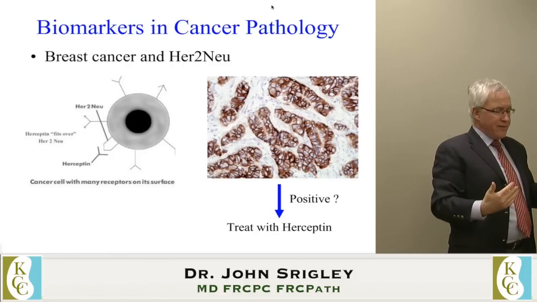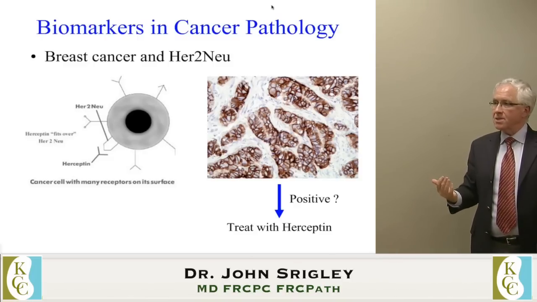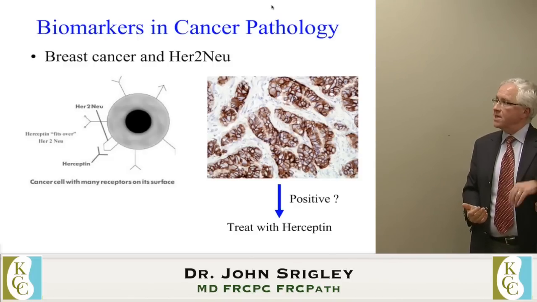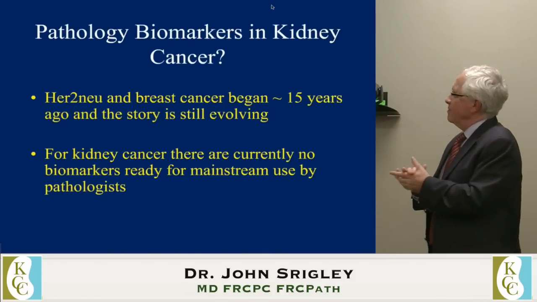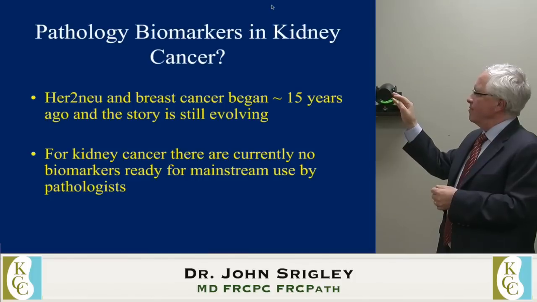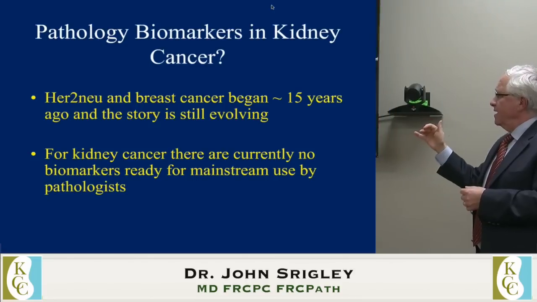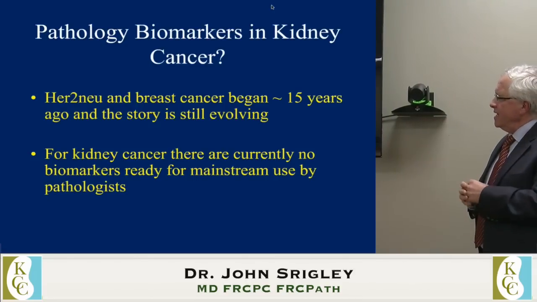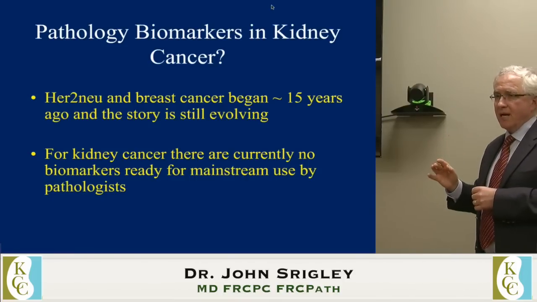And the whole aim, I think, with cancer biology these days is to identify other targets like this in other diseases such as kidney cancer. With respect to biomarkers in kidney cancer, the HER2 news story in breast cancer began about 15 years ago, and it's one that's still evolving and still changing a little bit. For kidney cancer, at present, there are no specific biomarkers that have been identified for mainstream use at this time.